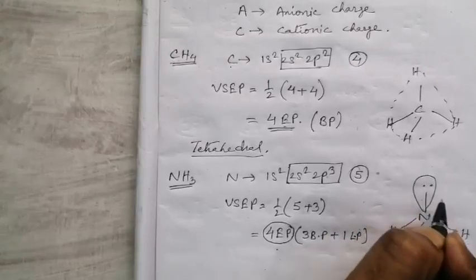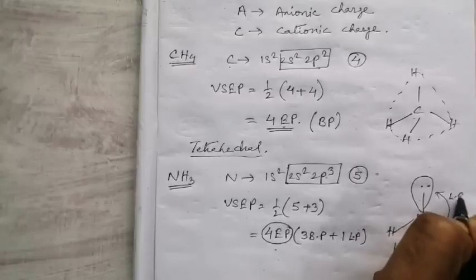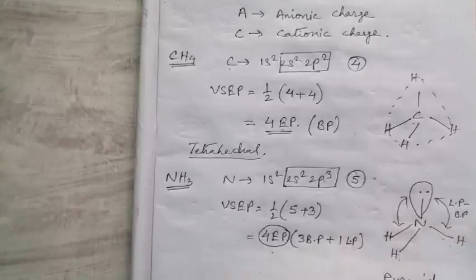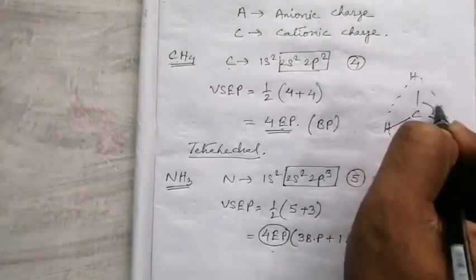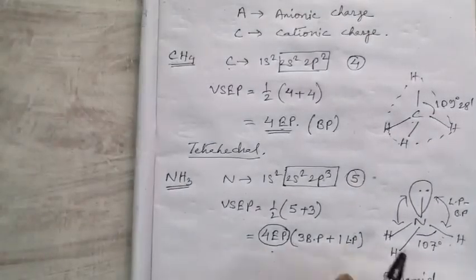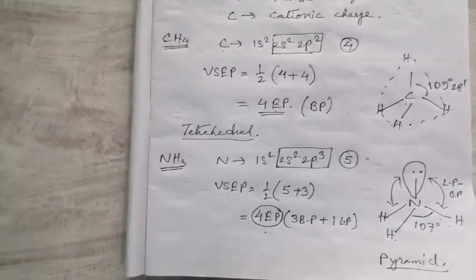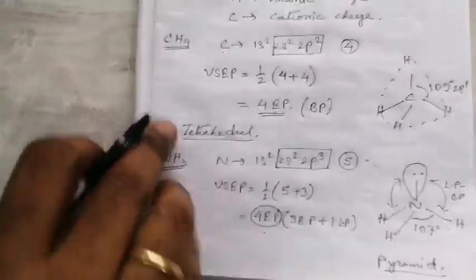Now this lone pair, there will be repulsion. This type of repulsion we call lone pair, bond pair repulsion. Because of this repulsion, the bond angle decreases to 107 degree. Here it was 109 degree 28 minute. Now the bond angle decreases to 107 degree, and the shape becomes pyramidal. So till now you have understood how it is becoming pyramidal. Next, wait for the next molecule.